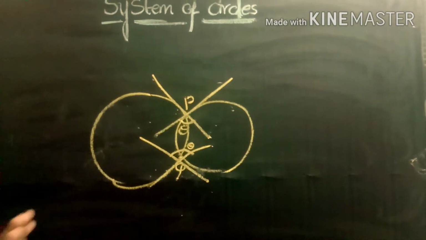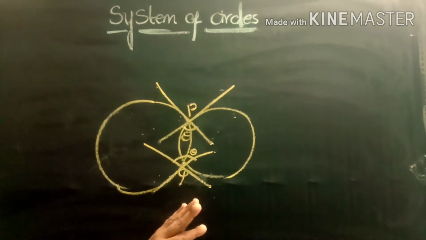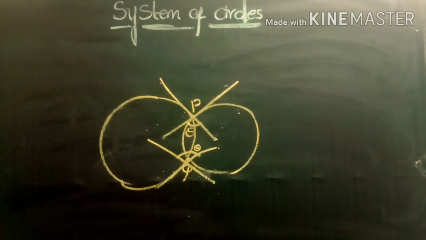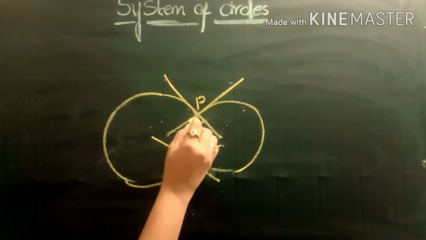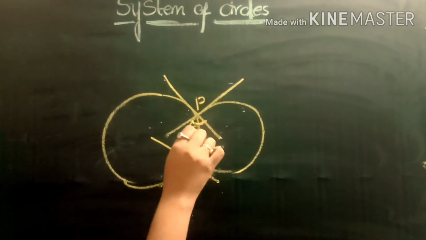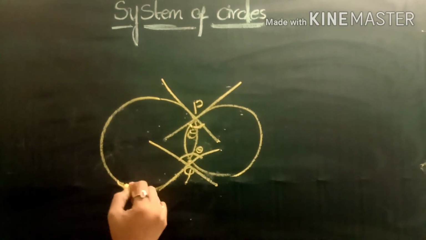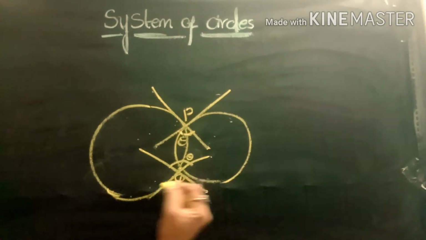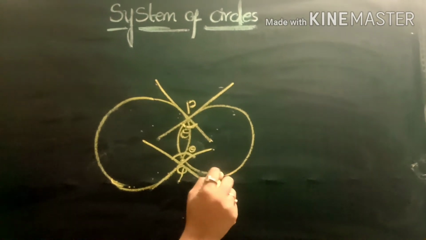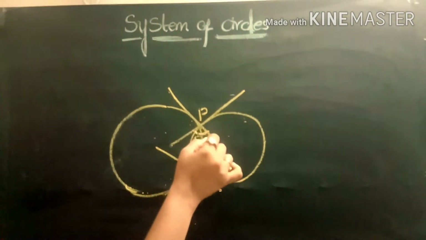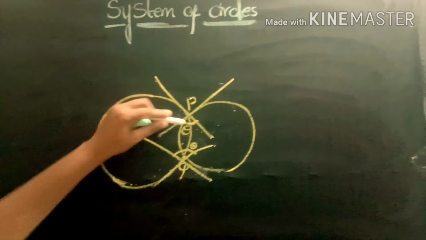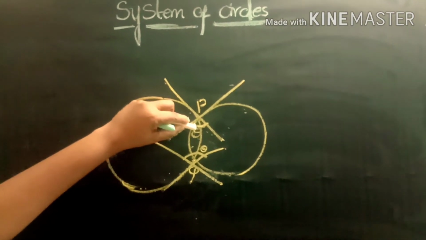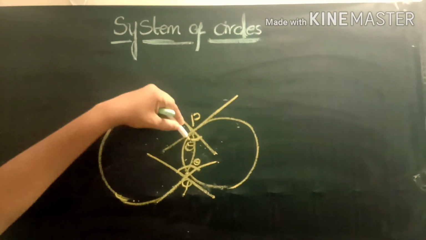Now we should discuss the condition for orthogonality. Orthogonal means the angle between the tangents is equal to 90 degrees. Then we can say that the two circles are orthogonal to each other. That is, the angle between the circles is equal to 90 degrees, which means the angle between the tangents is equal to 90 degrees.